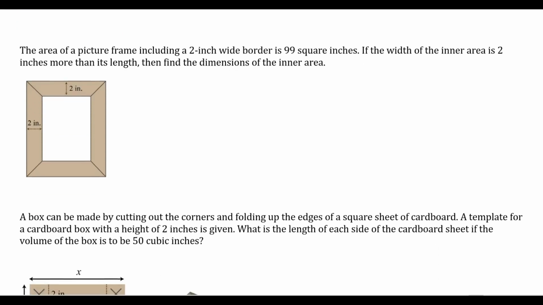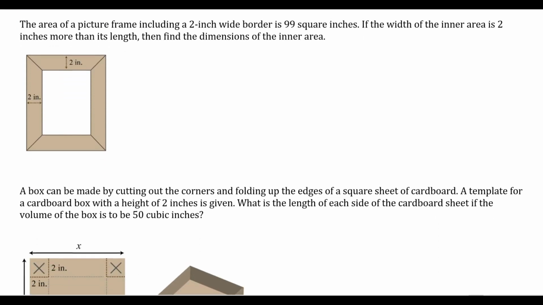The last problem we're going to do says the area of the picture frame including a 2-inch wide border is 99 square inches. If the width of the inner area is 2 inches more than its length, then find the dimensions of the inner area. I think I gave a 2-point ticket to somebody that got this right because no one else was raising their hand in the third block.